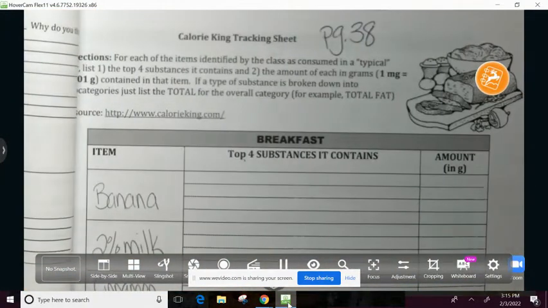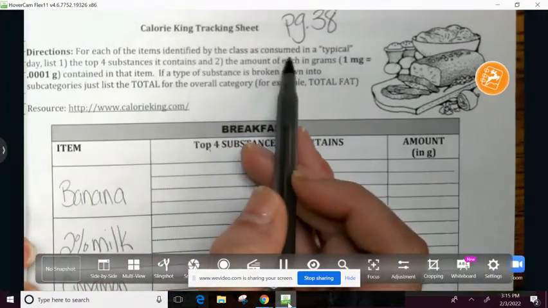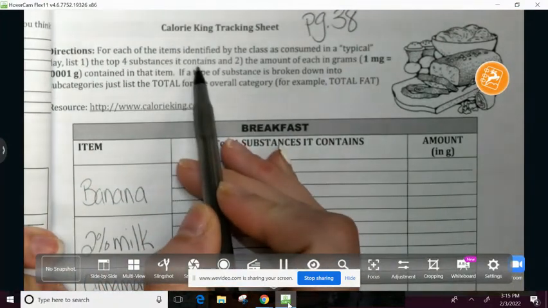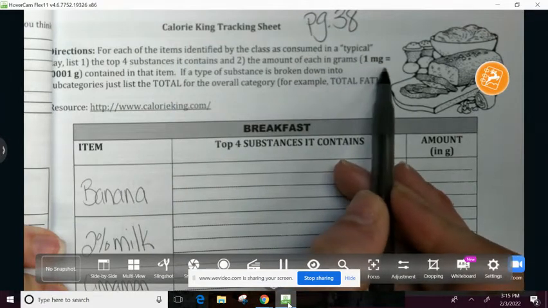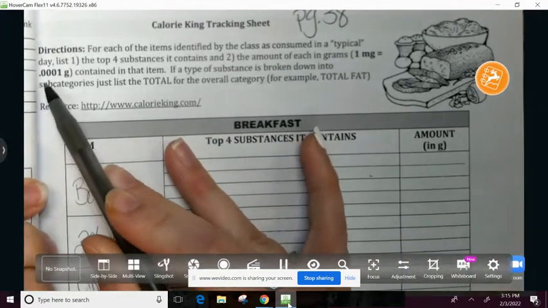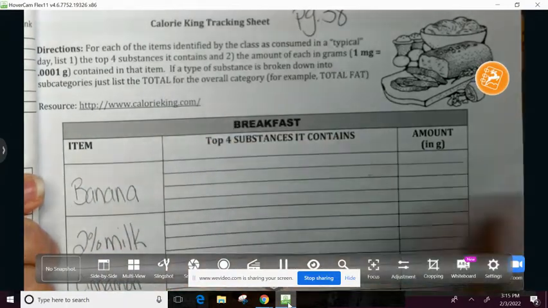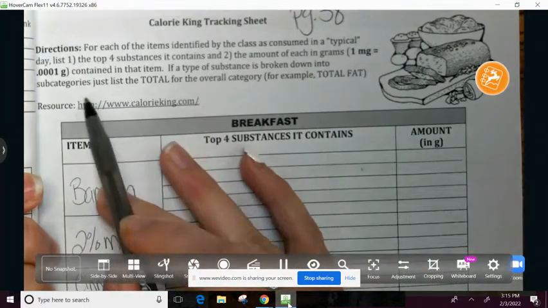So directions, what are we doing? For each of the items identified by the class or by me as consumed in a typical day, we're going to list, one, the top 4 substances it contains, and then two, the amount of each in grams. Sometimes it'll say milligrams. 1 milligram equals 0.001 grams contained in that item. If a type of substance is broken down into subcategories, we just need to list the total for the overall category. An example would be total fat. So we'll go through this together.